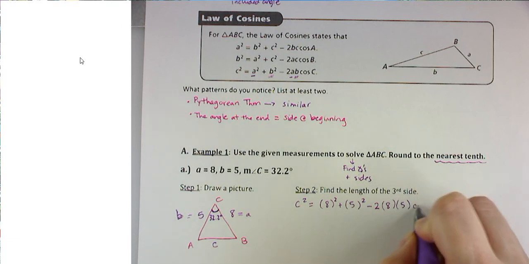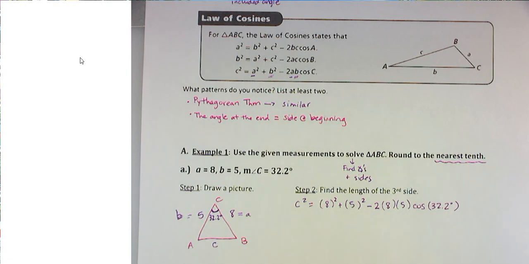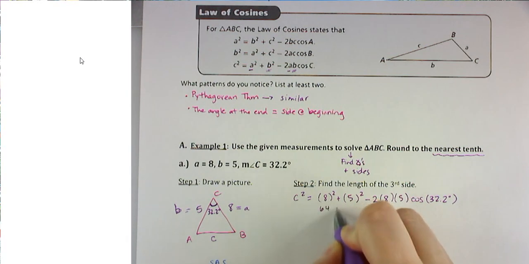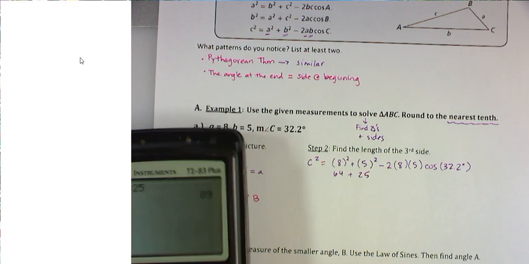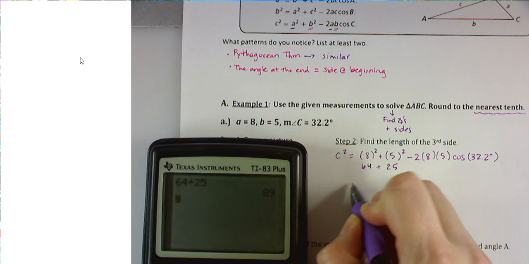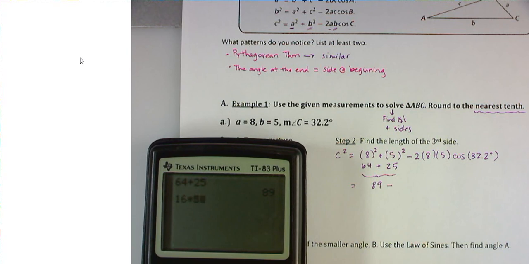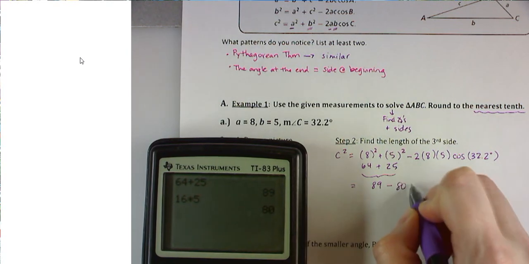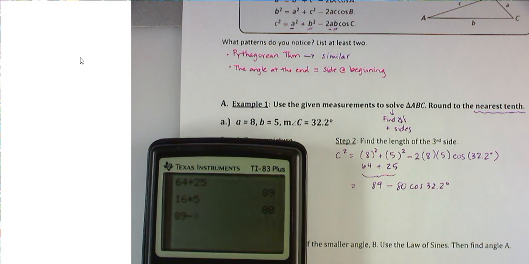Now this, you can input that all into your calculator at one time. That is perfectly fine. A lot of times what I'll do is I'll calculate these myself, the 64, the 25, and then I just have to rely on the calculator for less things, like you could add these two together. So this is 89 minus 8 times 2 is 16, 16 times 5 is 80, cosine of 32.2. So 89 minus 80 times the cosine of 32.2. Again, mode should be in degrees.